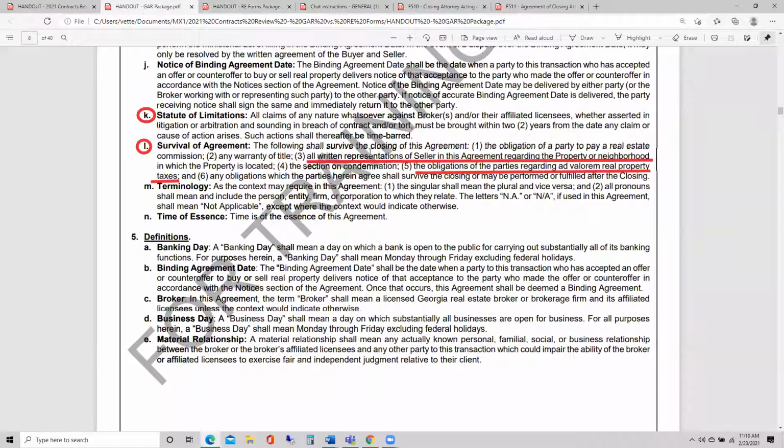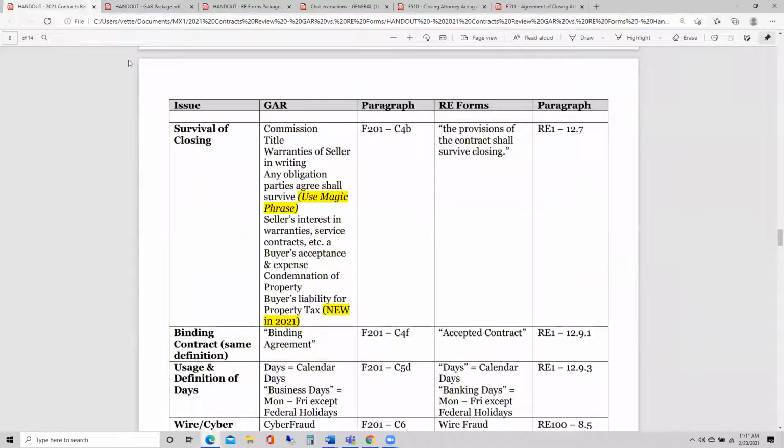In the GAR contract package, there are only 6 things that survive closing. Commission, yay. Any warranty of title. All written representations of the seller regarding the property or the neighborhood, and that verbiage is new for 2021, where it says written and includes neighborhood. If the property has been condemned, that survives. And the obligations of the parties regarding ad valorem real property taxes, that's new for 2021. And any obligations which the parties herein agree shall survive the closing.